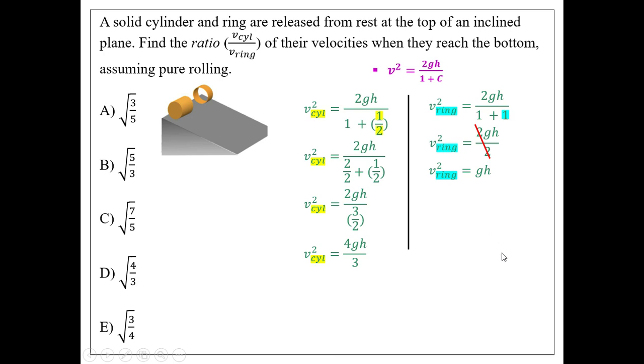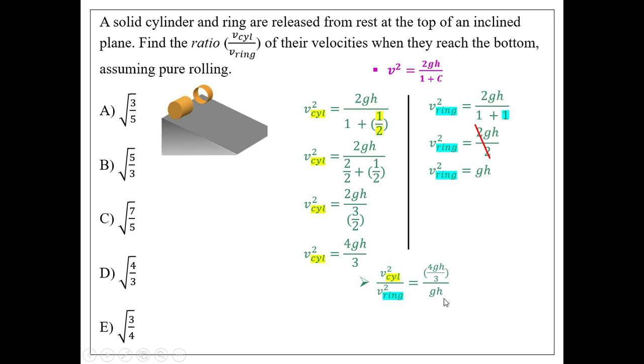All right. So, what do we do with these two terms? You just set them over each other. The ratio is V cylinder over V ring. So I'm just going to put V cylinder squared over V ring squared. I'm going to substitute in for what I just found. V squared for the cylinder is 4gh over 3, which is in the numerator there. And then V ring squared is just gh.